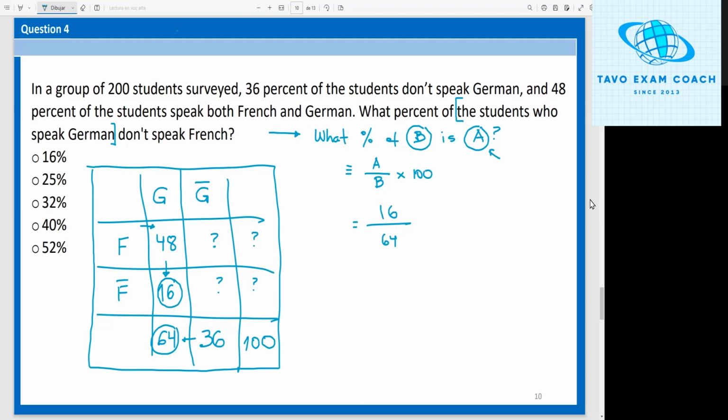So, 16% divided by 64% times 100. What's the outcome here? Okay, if we simplify, we get 1 over 4 times 100, which would be 100 over 4, equaling 25%. So, the correct answer choice, option B.